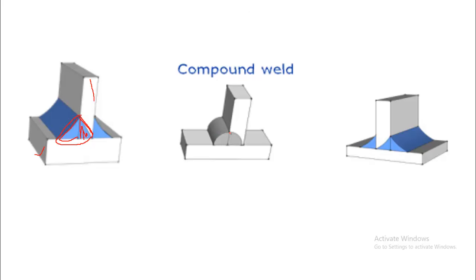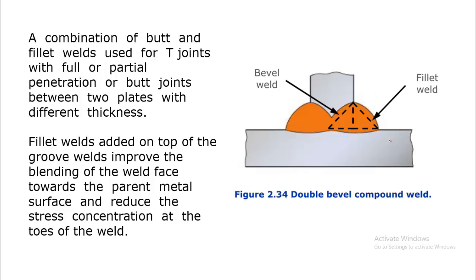In the second picture also you can see this much is the groove weld, and the external part, this one, is the fillet weld. So this is a compound weld. In the third picture also you can see one fillet weld this side and one groove weld in the vertical plate, and then fillet weld. So this is a type of combination of fillet as well as groove weld, or you can say butt weld.